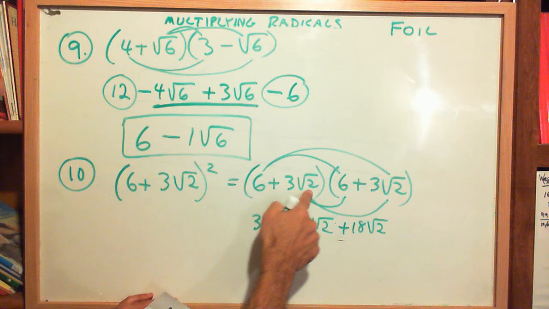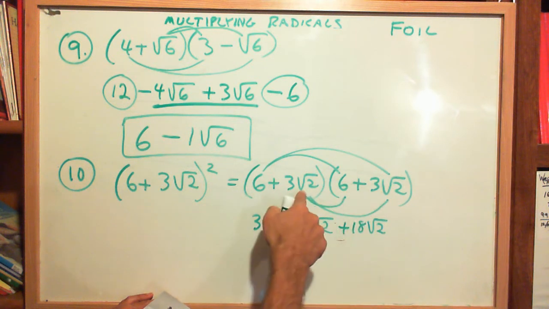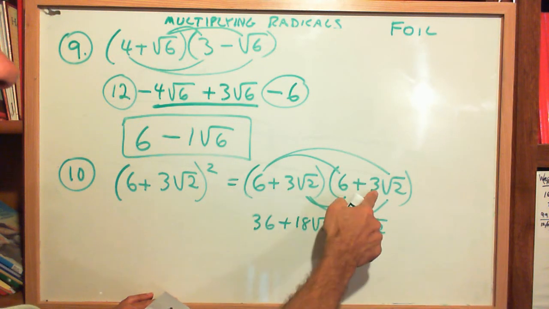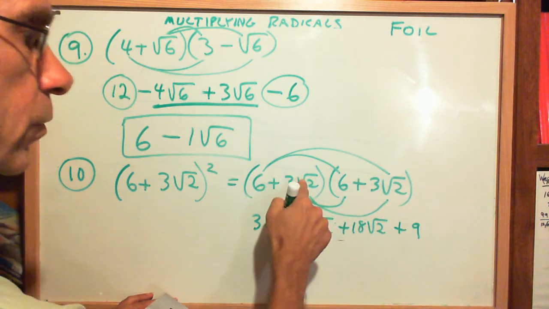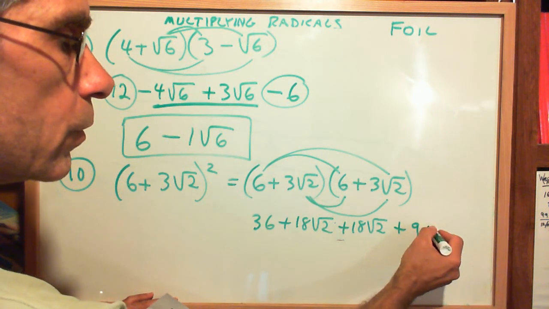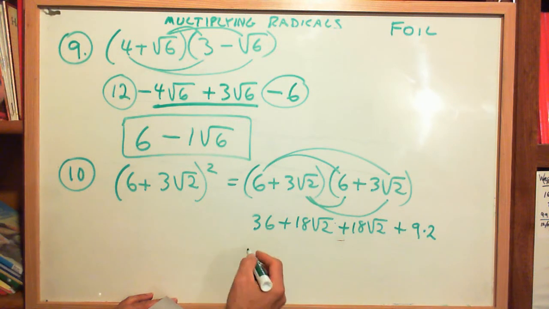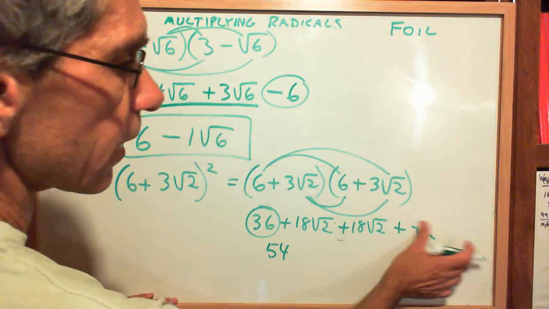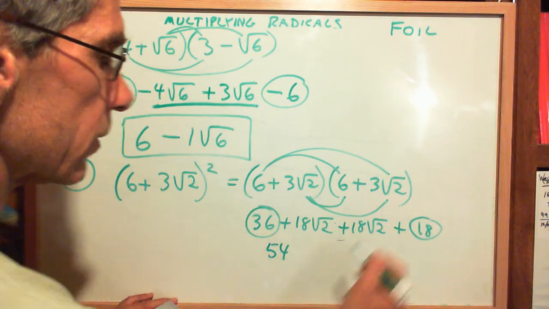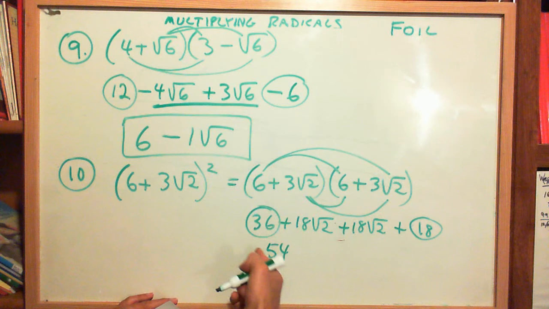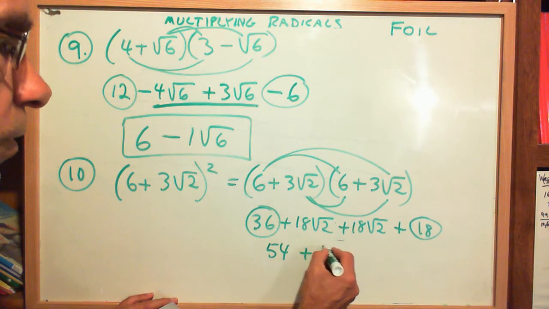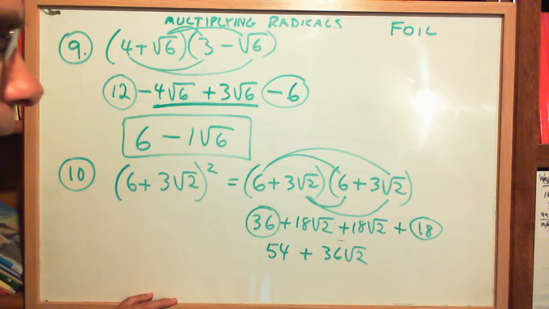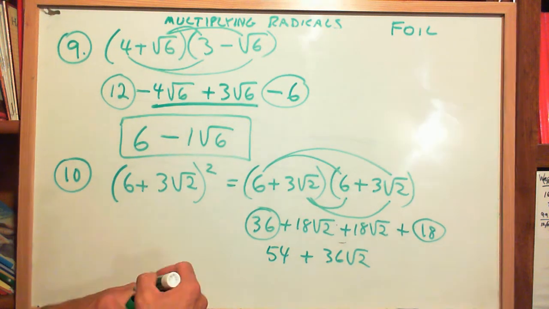And then finally, the last and the last, right? 3 times 3 is 9. Square root of 2 times square root of 2 is 2. That's 9 times 2, which is going to be 18. So that is 18. 18 plus 36 is 54, I believe. So we've got 54, because that was a like term, and this, which is now 9 times 2 is 18, that's a like term, right? I added those together, I got 54, and then I'm going to add these together, plus 36 square root of 2's, and I am done. And that's my answer. Pretty straightforward.